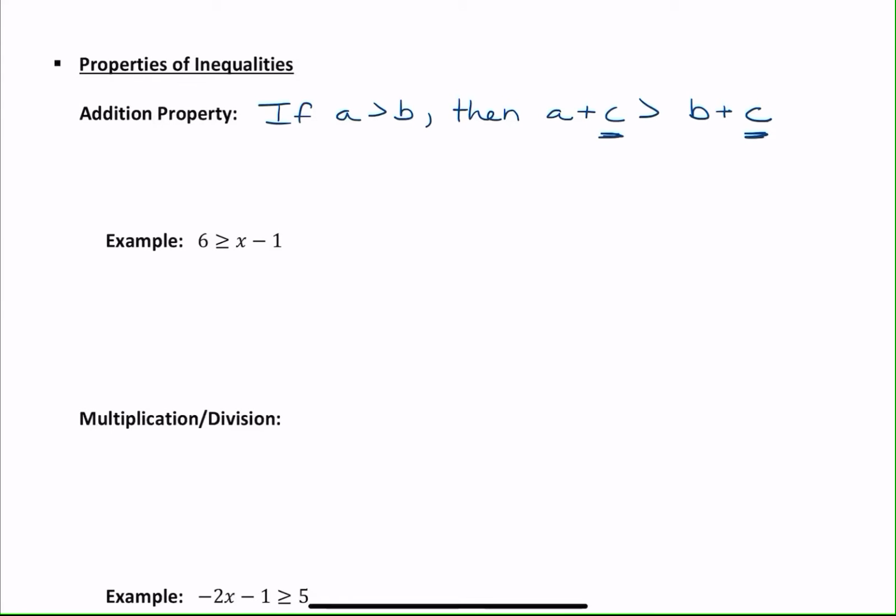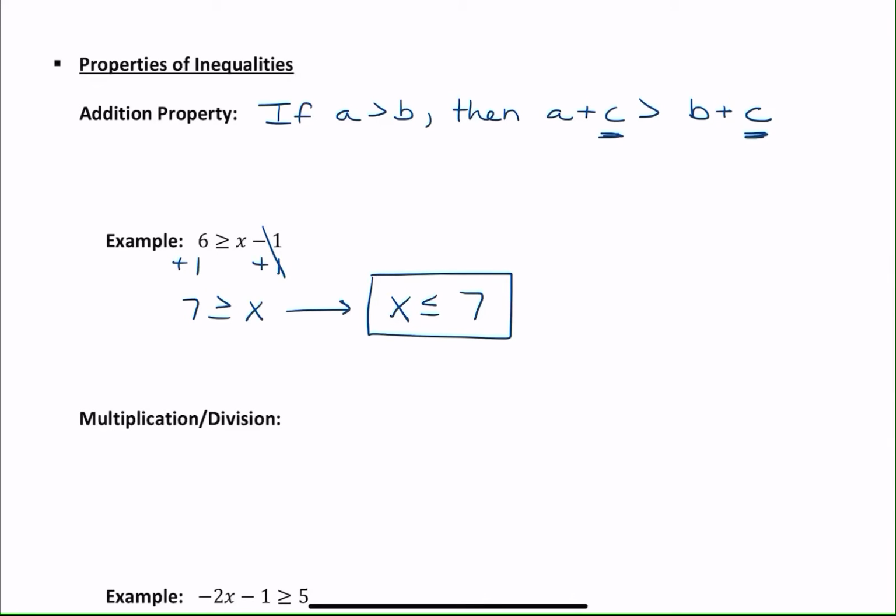So basically, what that does for us, it lets us work out these inequalities just like we do algebraically with an equation. So here, if I have 6 is greater than or equal to x minus 1, I can add 1 to both sides, just like I would do if that was an equation and I'm trying to get x by itself, and I'd end up with 7 is greater than or equal to x. Or if you want to flip that around, x is less than or equal to 7.